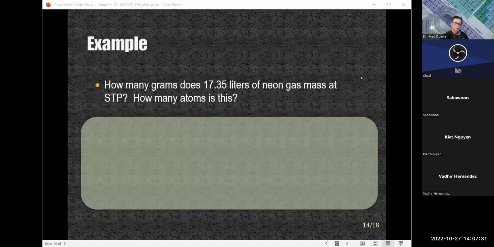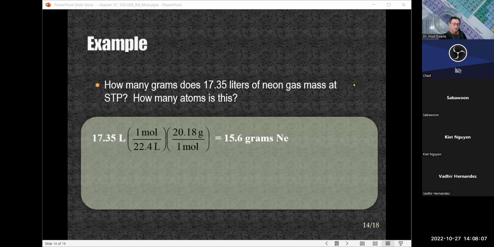All right, so here we have a couple examples. How many grams does 17.35 liters of neon gas mass at STP? Okay, so we write down what we're given. Unfortunately, I also wrote down what the answer is, but that's okay. And there's the answer. So we write down what we're given, which is 17.35 liters, okay? And we're trying to calculate the number of grams.